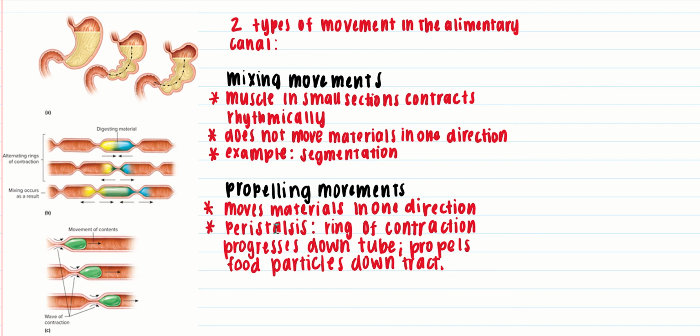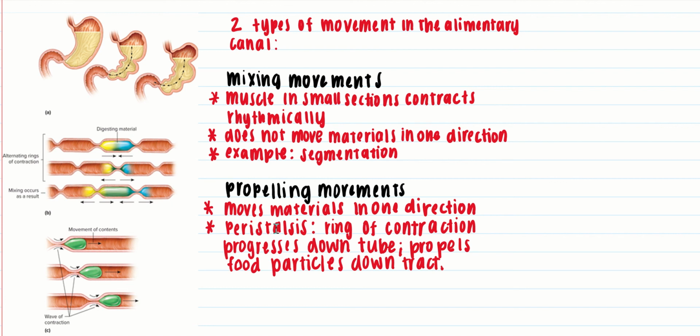So your mixing movement is when the smooth muscle and the small segments of the tube contracts rhythmically. They do not move the material in one direction, and a good example of this would be segmentation. And what happens with segmentation is a type of movement that aids mixing by alternately contracting and relaxing the smooth muscle and segments of the organs.